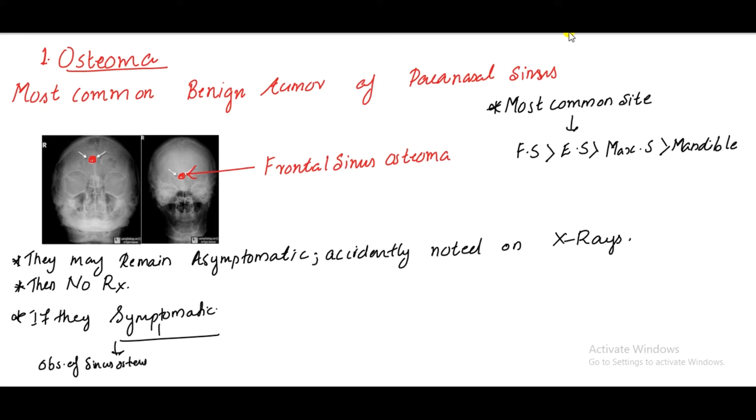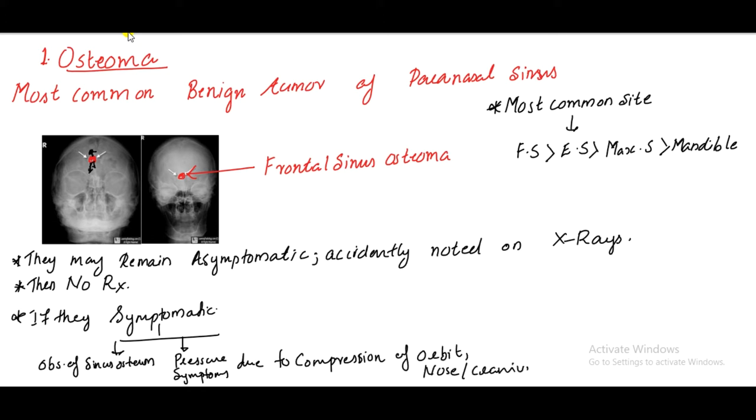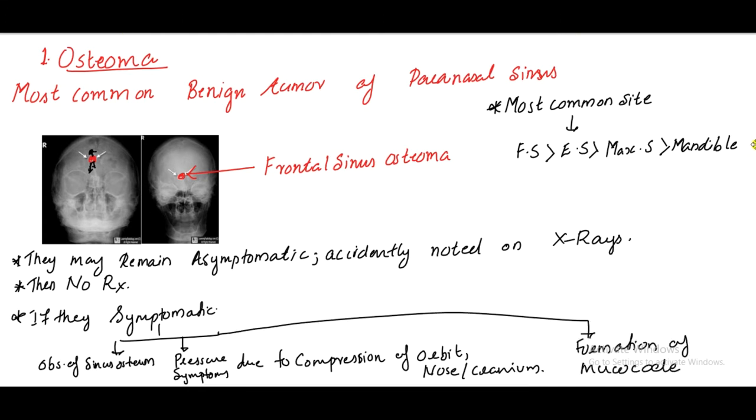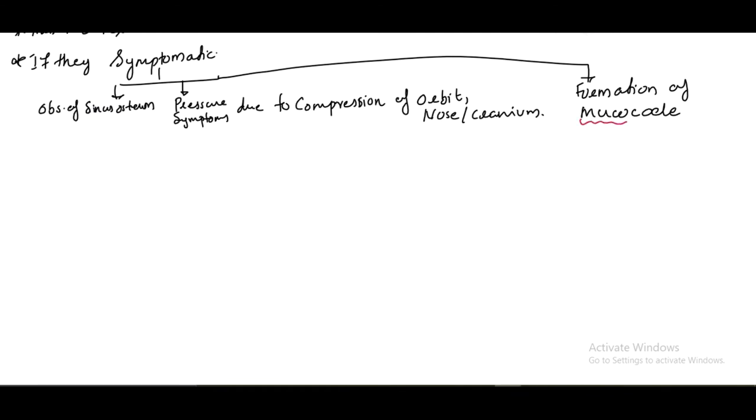But if they are symptomatic, which means obstruction of the sinus ostium, pressure symptoms due to obstruction, pressure symptoms due to the compression of the tumor into the orbit, nose or cranium, and the formation of mucocele. Muco means mucus, and cele means cavity, so a high amount of mucus in these cavities. These are the symptoms. So if they are symptomatic, we can prescribe the treatments.